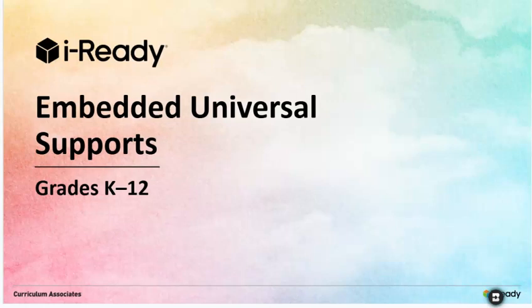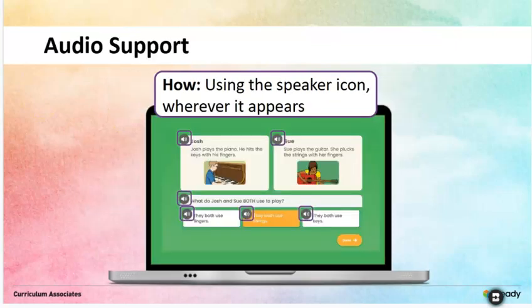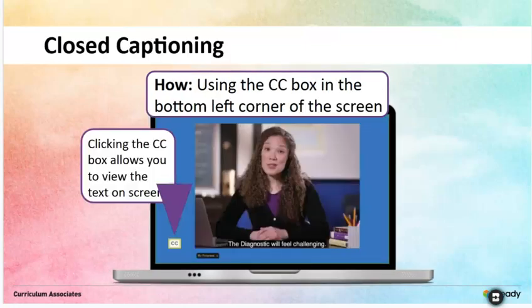Some of the supports. Before we get started, I just want to look at a few of these. In this particular case, you're going to have keyboard navigation. So using a specific keyboard, tab, shift tab, and enter space. This will help you figure out those shortcuts as you go through. And then you've got audio support. So if you want something read to you, sometimes if you have a word problem in math, it's nice to hear that. Or if you're reading a passage, that's also there for you. And if you have to watch a video, you can use the closed captioning as well.